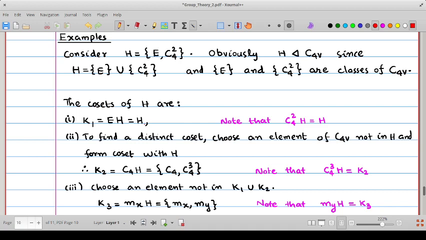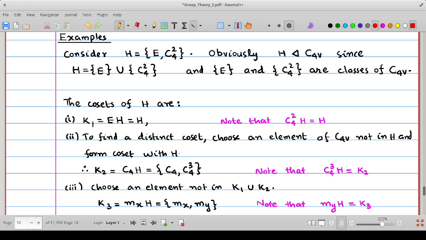Now we need to find another coset, and to find a distinct coset we have to choose an element of G, an element of C4V, which is not in the first subgroup, first coset. So consider an element which is not in H, that is either E or C4 square. So we consider C4 and construct the coset C4H and call it K2. C4H is obtained by multiplying every element of H with C4.